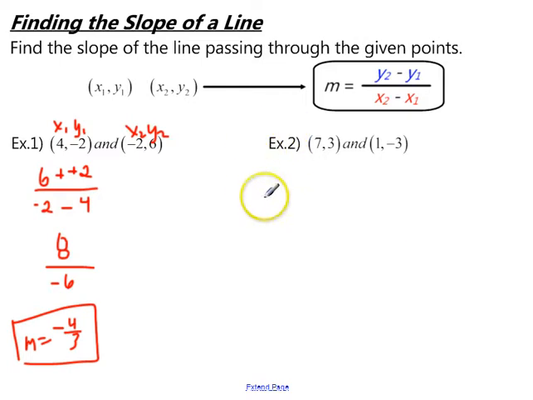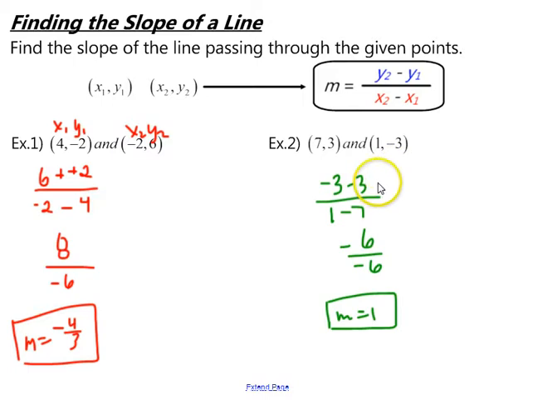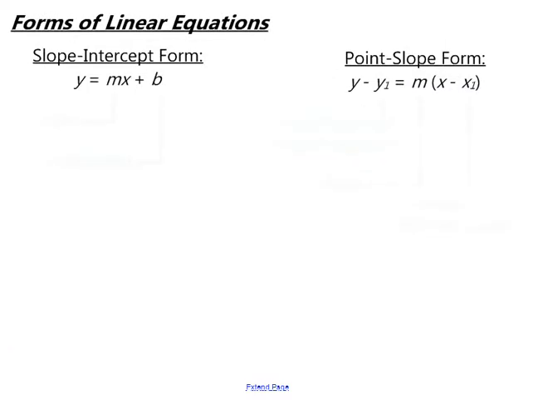I want you to go ahead and pause, try this second example, and then check back with me when you're finished. Hopefully you have negative 3 minus 3 on top, 1 minus 7 on the bottom, which is negative 6 over negative 6, and that simplifies to a slope of positive 1.